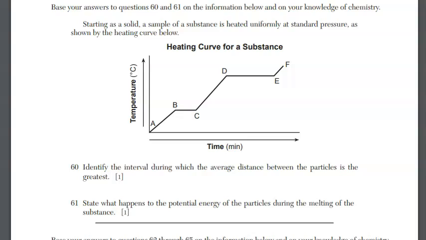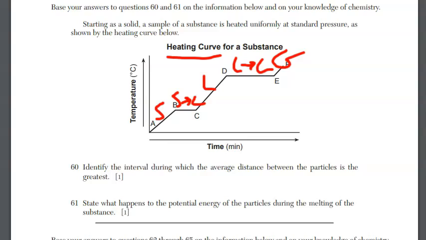For questions 60 and 61, we're given a heating curve. Now, before you even look at the questions, what I always tell my students to do is to label the parts of the heating curve. You're told it's a heating curve to begin with, so the temperature is rising. Hopefully you remember plateaus mean you have phase changes. There's two phase changes here. So we have solid, liquid, and gas, and then at the plateaus, we have solid to liquid and liquid to gas.